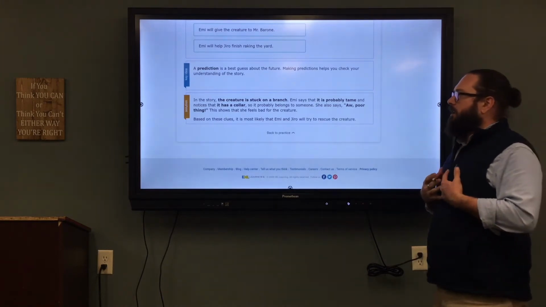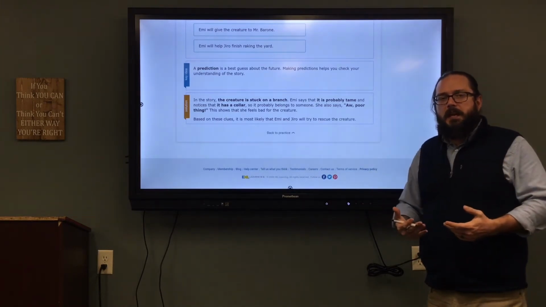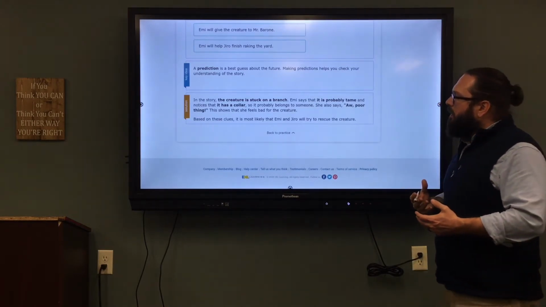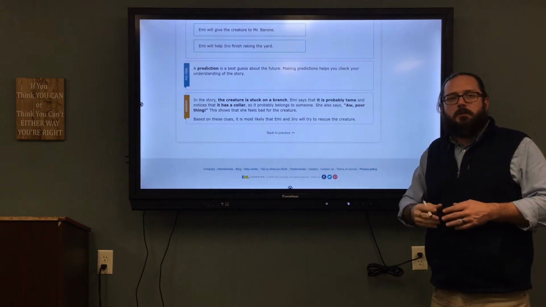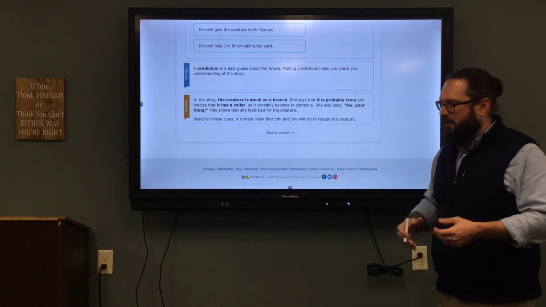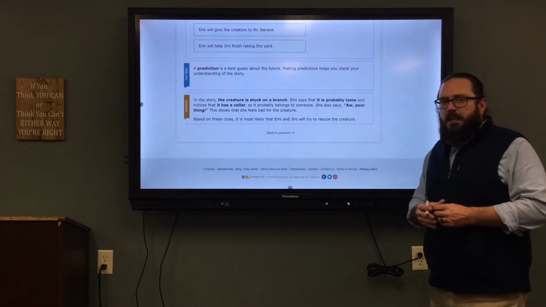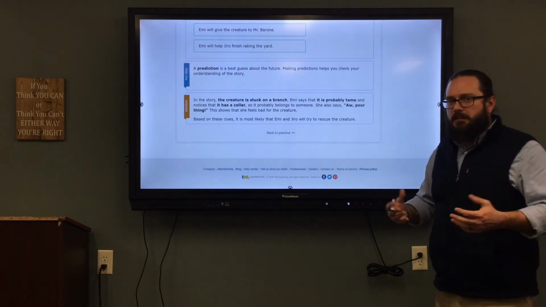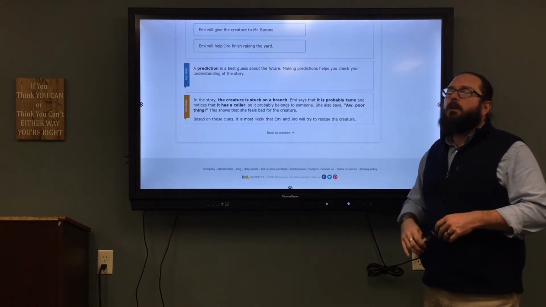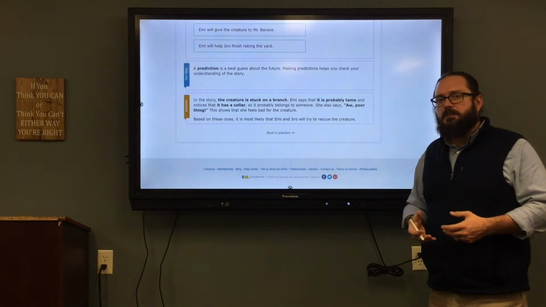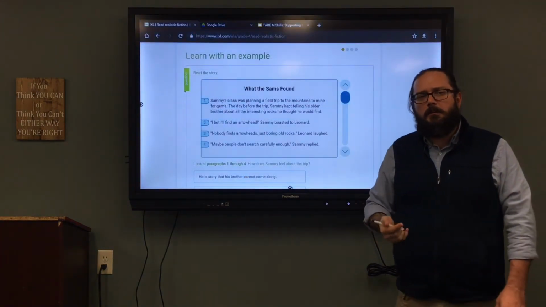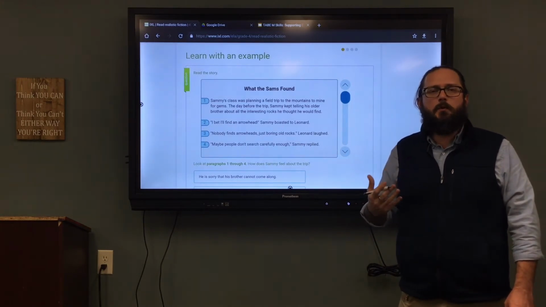So based on our details in the passage and our previous experience with something similar, even though we probably won't be rescuing a bird with a lion's head, we can safely and accurately predict that it's most likely that Emmy and Jiro are actually going to try to rescue the creature.